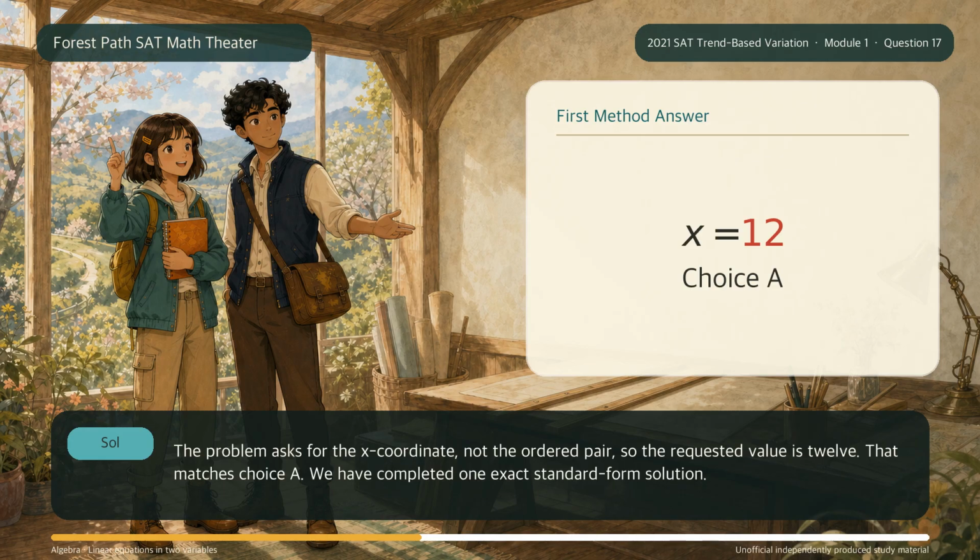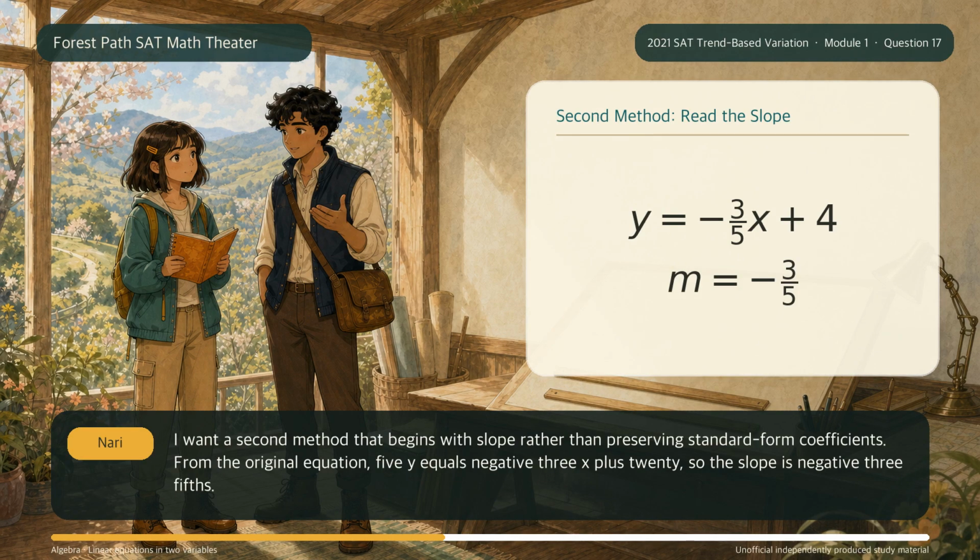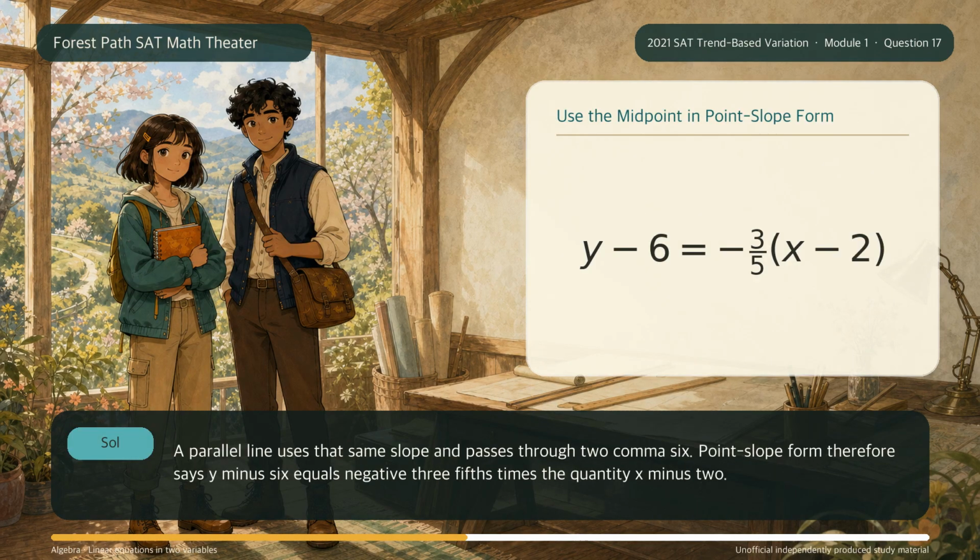That matches choice A. We have completed one exact standard form solution. I want a second method that begins with slope rather than preserving standard form coefficients. From the original equation, 5y equals -3x plus 20, so the slope is -3/5. A parallel line uses that same slope and passes through 2, 6. Point slope form therefore says y minus 6 equals -3/5 times the quantity x minus 2.